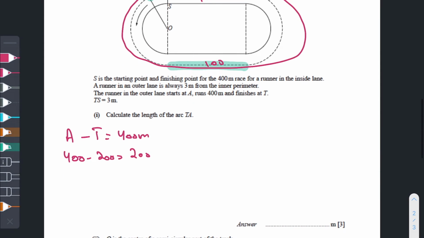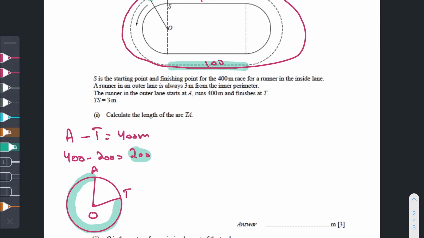Now this 200, if I further break it down and draw a circle, and in that circle I put the center as O over here, and I draw two radii A and T over here. Now this 200 that we get is the length of the major arc in this circle. We need to find the length of this one. Now we already know the radius OT from the previous part. The radius was 31.8, but instead we can use the radius as 63.7 for a precise value.